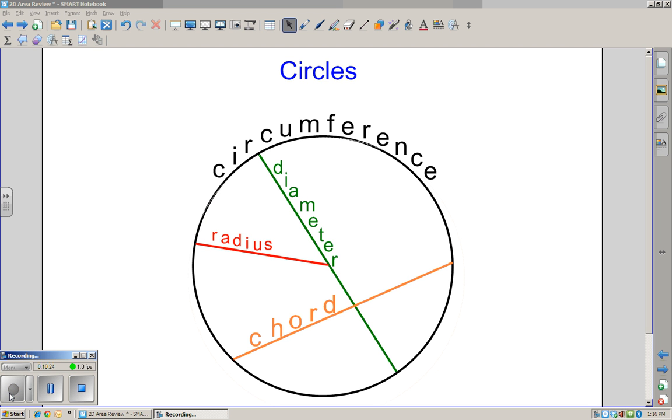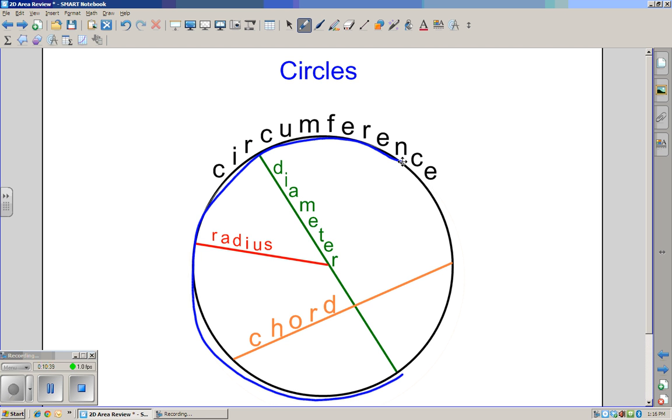Before we get into area of circles, it's important to know your vocabulary. So this poorly drawn circle demonstrates everything that we need to know vocabulary-wise for a circle. A circumference, when I say circumference, that is your distance around the circle. Diameter is the straight line that goes from one end, passes through the middle of the circle, and then goes to the other end. My radius is exactly halfway through the circle. It is important to know that if you double the radius, you have the diameter.